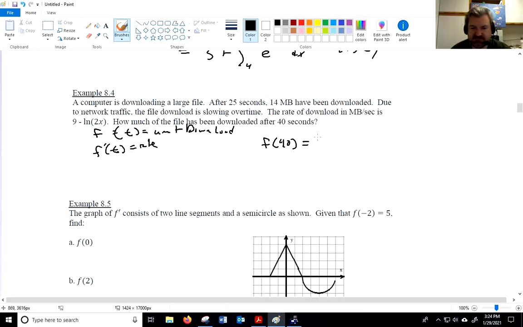But that's going to be equal to the starting amount, which was 14 megabytes, plus the integral of, when did we have 14? At 25 seconds, to 40 of all the rates. Well, the rate is determined by 9 minus the natural log of 2x. I guess I was saying t. T would have made more sense, I think. But we'll say x for seconds since the download has started. This would not be impossible to do by hand, but let's just use our calculator.